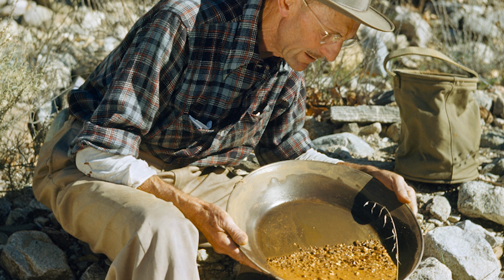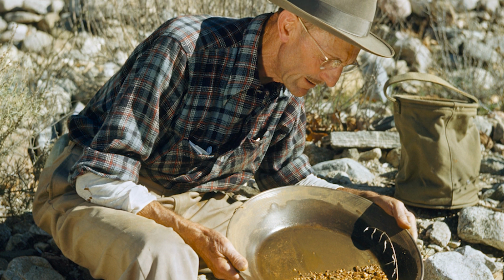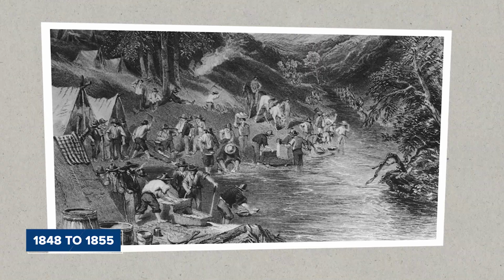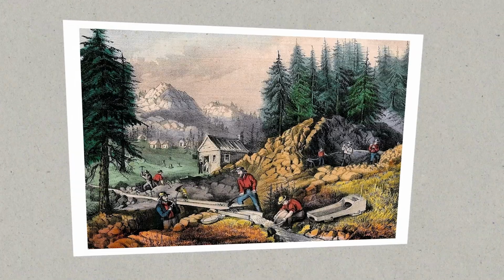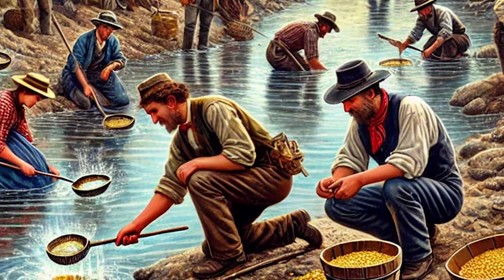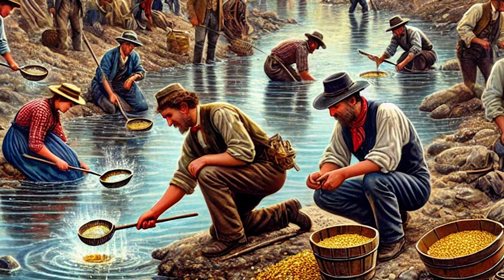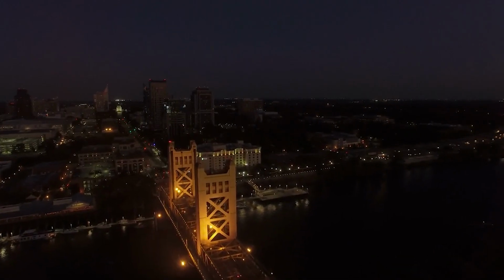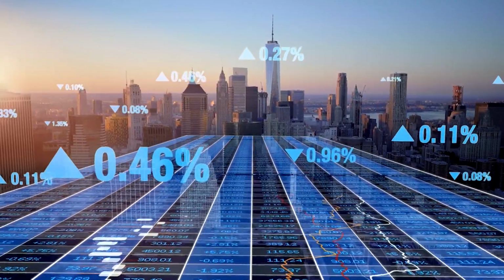The landscape of gold mining changed dramatically with the advent of gold rushes. The California Gold Rush of 1848 to 1855 is perhaps the most iconic. With the discovery at Sutter's Mill, thousands flocked westward in search of fortune, transforming California from a sparsely populated region into an economic powerhouse almost overnight.